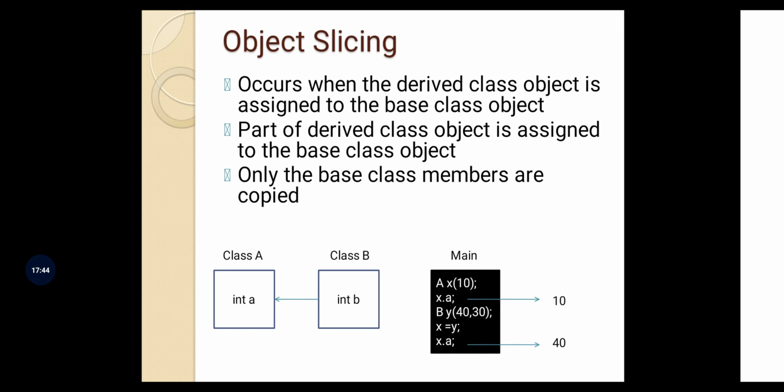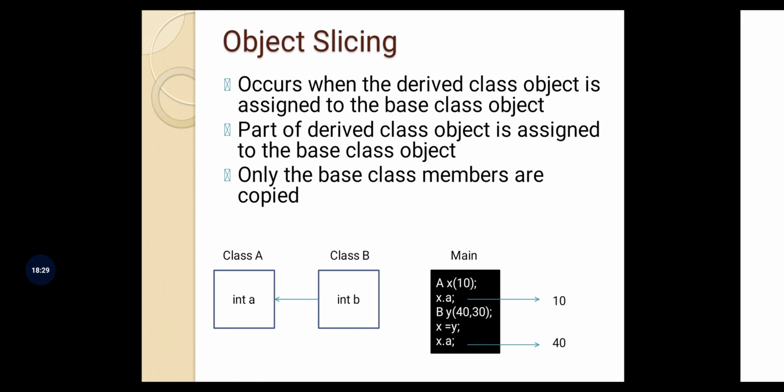Now you know that the base class object is smaller than the derived class object, because the derived class object consists of the base class as well as the derived class properties. So obviously the size of the derived class object is going to be larger and the size of the base class object is going to be smaller. Now if you assign the larger object to the smaller object, you cannot fit the large object into the small object. So we cut that object, and the part which is common to both the classes, that property, we replace it. This is called object slicing.